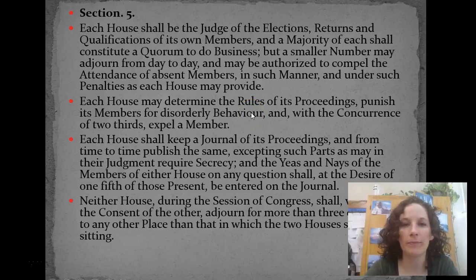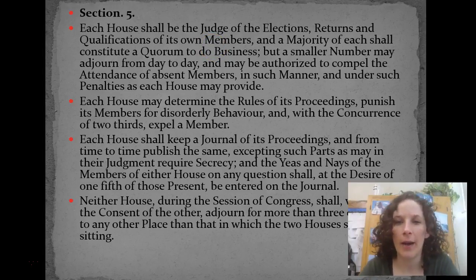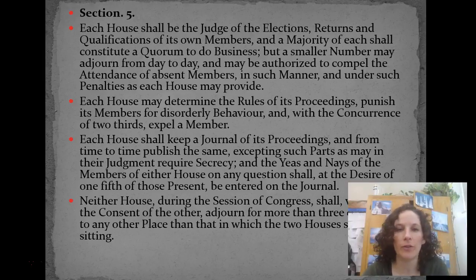for doing business. Another thing to circle is quorum. You'll see that in the textbook reading. A quorum would be the number required to do business, so the number required to vote on something. And it's just a simple majority.